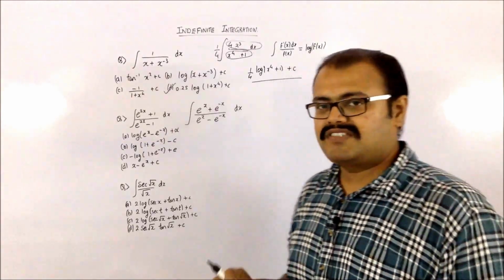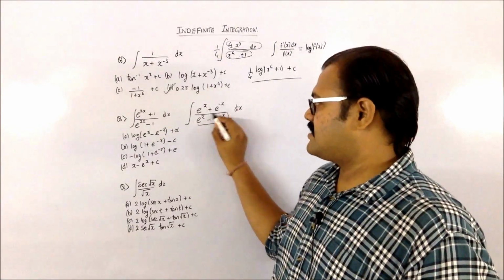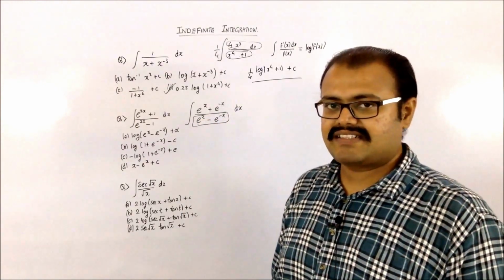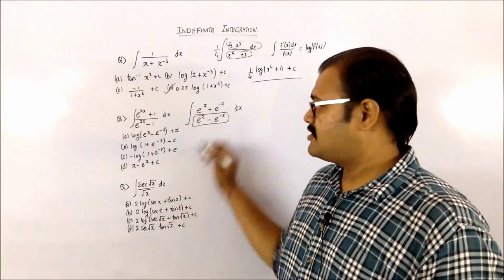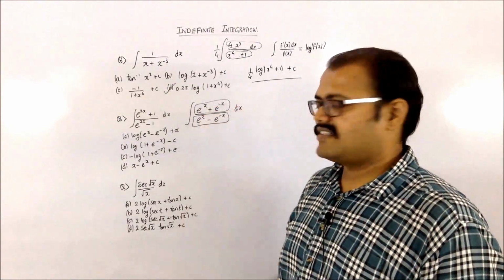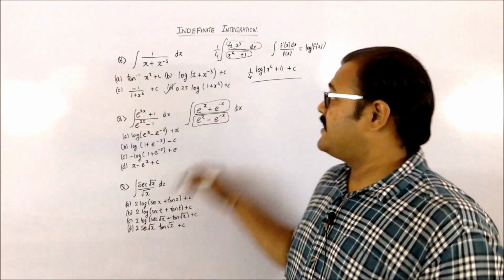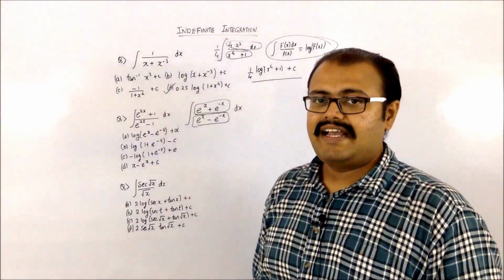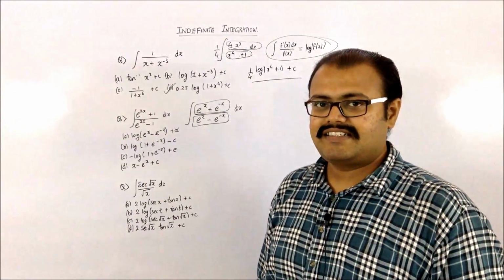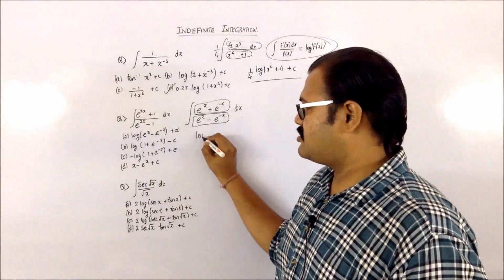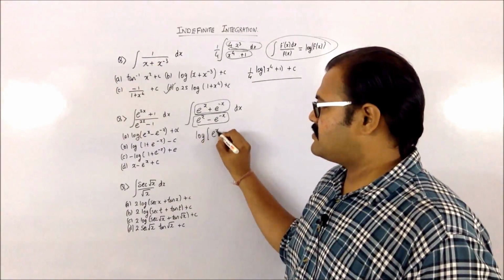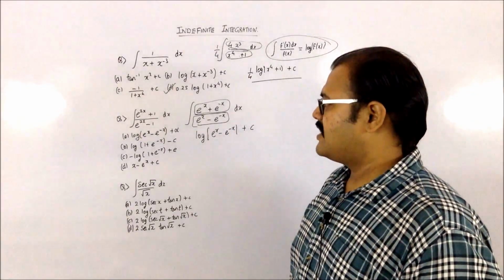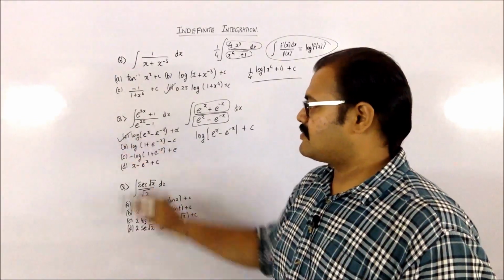Now if you observe something over here, if you are doing the substitution of the denominator, which is e raised to x minus e raised to minus x, and you find the derivative of it, you will land up with something which is present in the numerator. So again it comes in this format, that is you are having the derivative in the numerator and the function in the denominator. So your answer is going to be log of e raised to x minus e raised to minus x plus c. So if you check, it's going to be your option A.